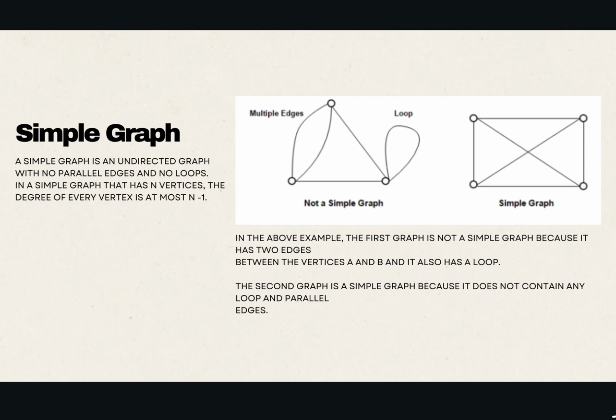Simple graph. A simple graph is an undirected graph with no parallel edges and no loops. In a simple graph that has n vertices, the degree of every vertex is at most n minus 1. In the example above, the first graph is not a simple graph because it has two edges between the vertices A and B, and it also has a loop. The second graph is a simple graph because it does not contain any loop or parallel edges.